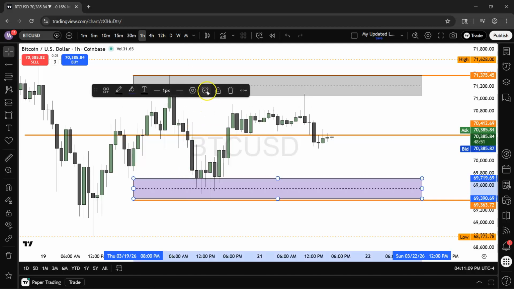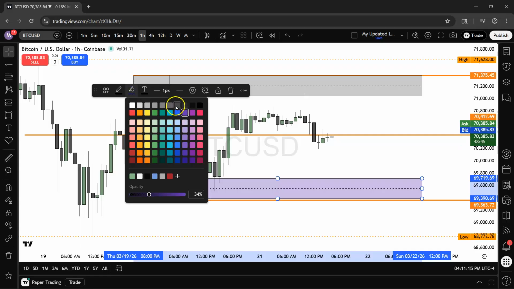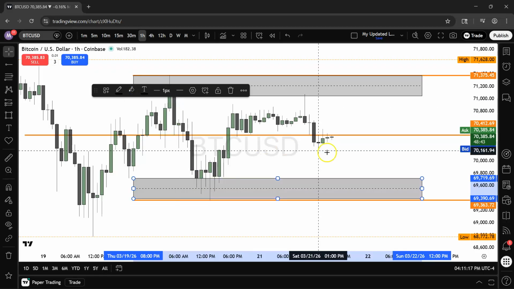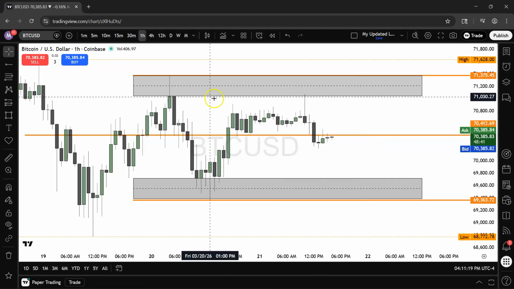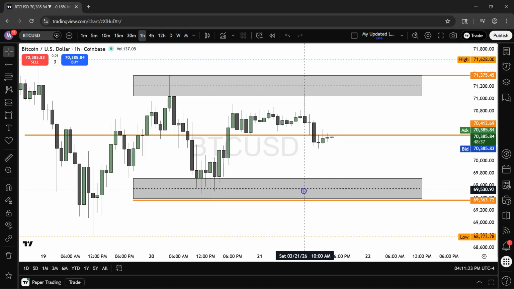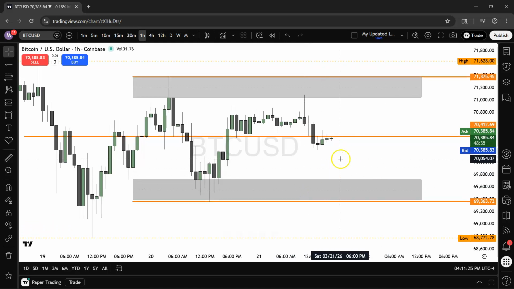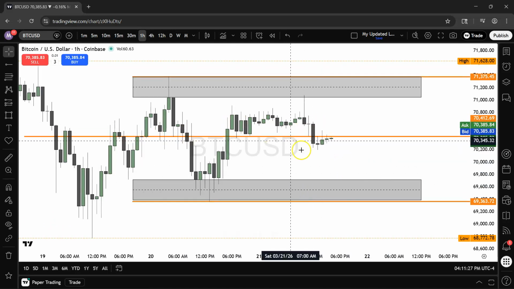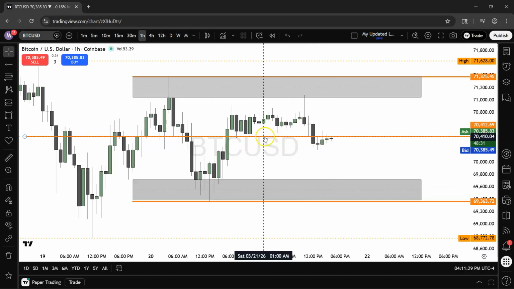Okay, I'm looking for a break of these zones. So it may not happen today, and then I'm going to set alerts to remind me of those breaks. So you set an alert above and you set an alert below. This is why I say set alerts, because remember I said when it's in the middle, you really don't want to place a trade because it's consolidating.